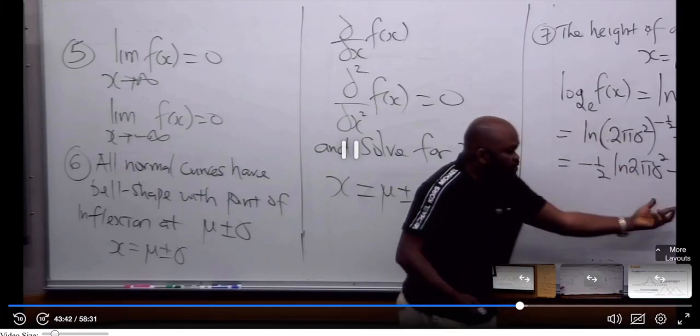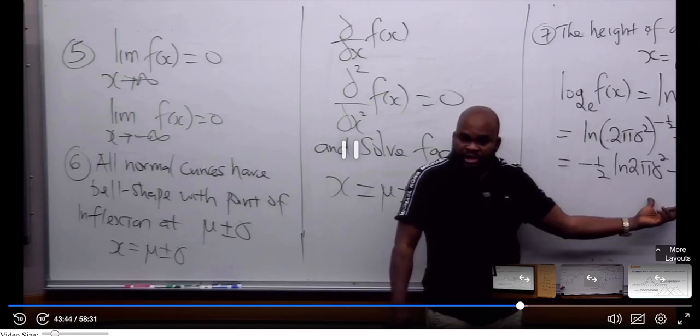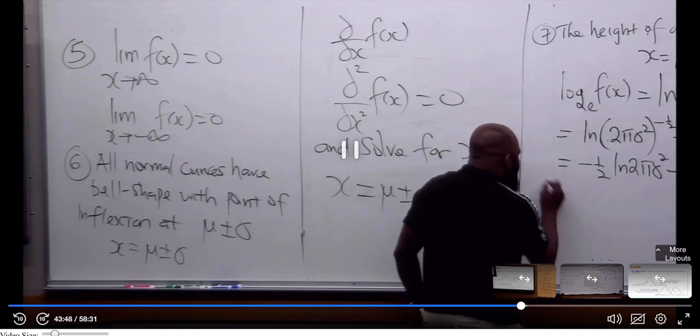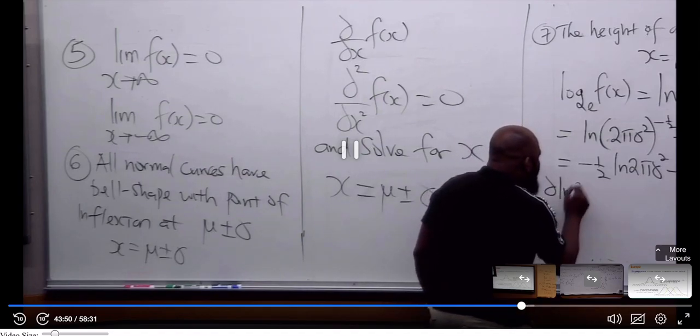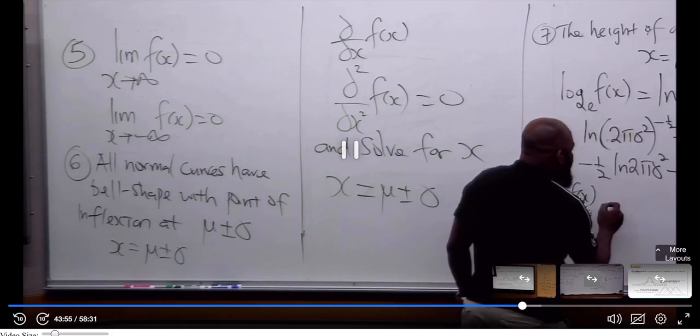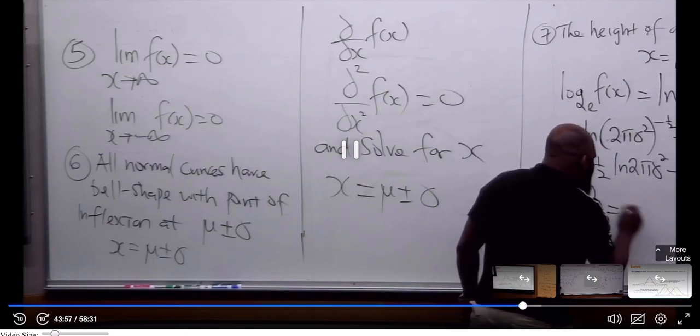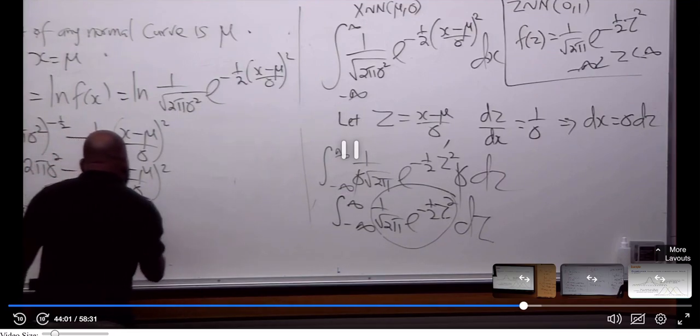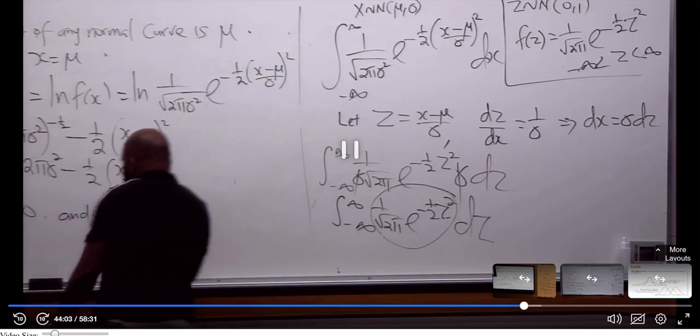What are you going to do? I'm going to differentiate that and set it to 0. I want to differentiate ln f of x with respect to x. If you differentiate this, set it to 0, and solve for x, you're actually going to have x equal to mu.